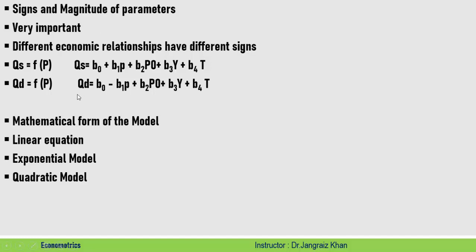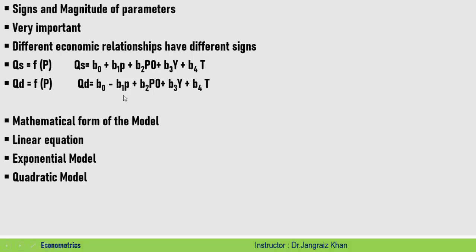Similarly, in the case of demand, we know that the price and the demand are inversely related according to the theory of demand. So the sign of the parameter of P should be negative, B1 should be negative. If it is negative, then we say that the model is okay, because the negative sign shows that if the price increases, the demand falls, and if the price falls, demand rises, which is okay according to the law of demand.